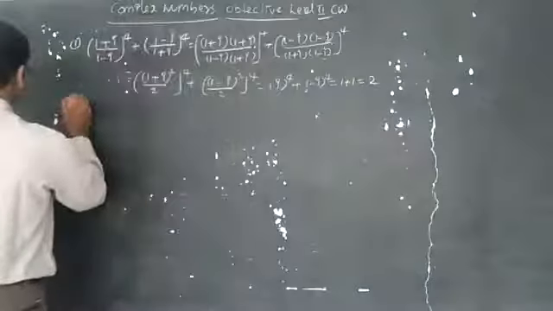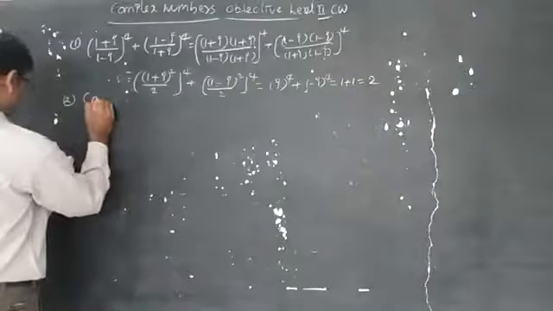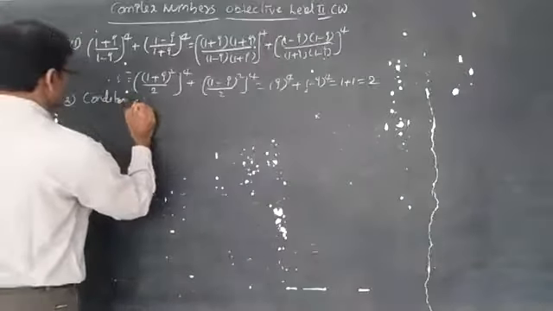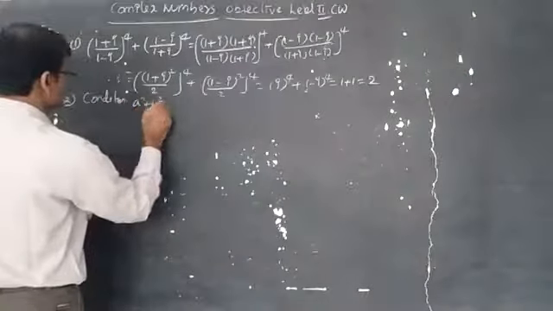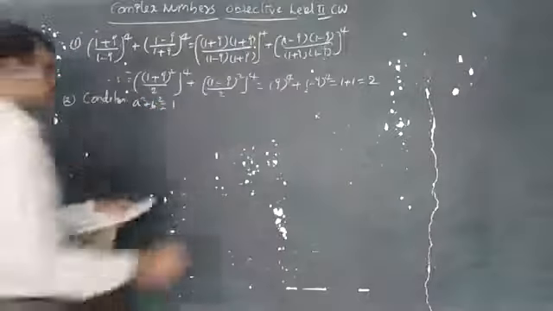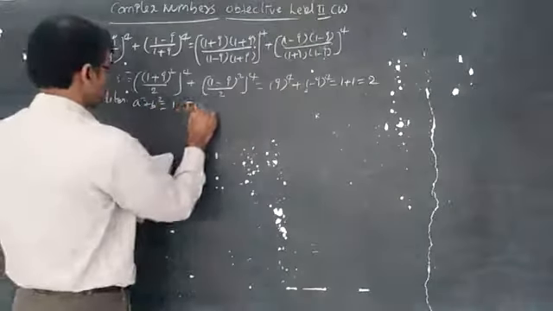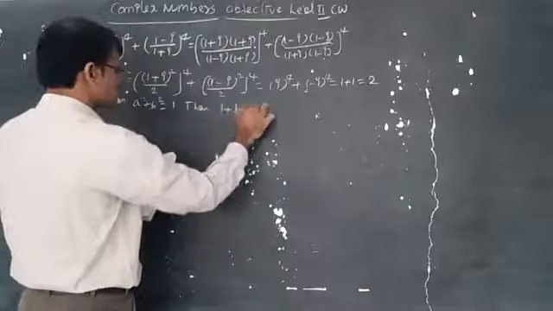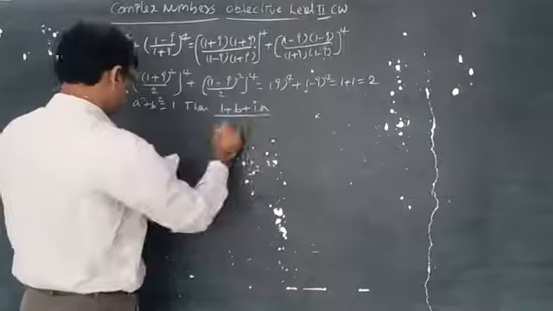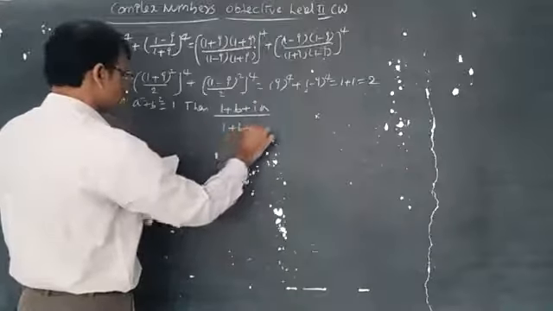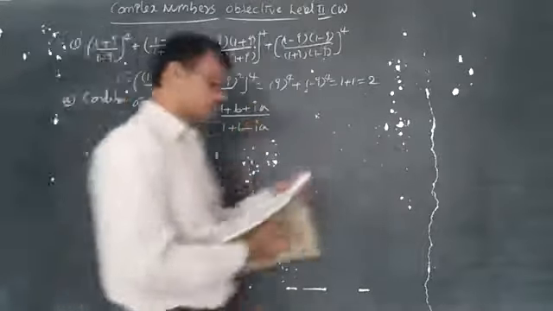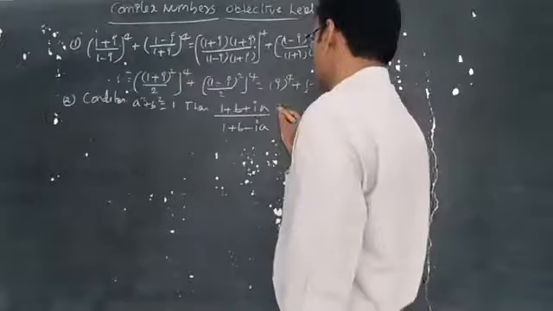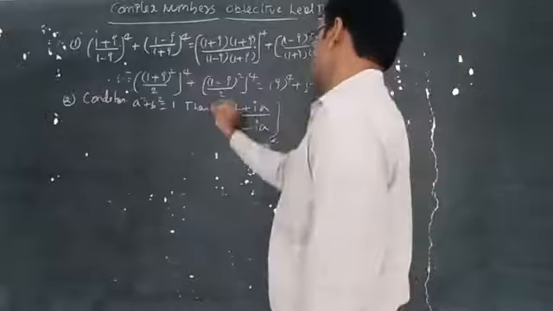Second condition. Here one condition: a square plus b square is equal to 1. Then we need to calculate the value of (1 plus b plus ia) by (1 plus b minus ia). Here i means iota. a square plus b square is equal to 1 is the given condition. Take this one and rationalize like this.